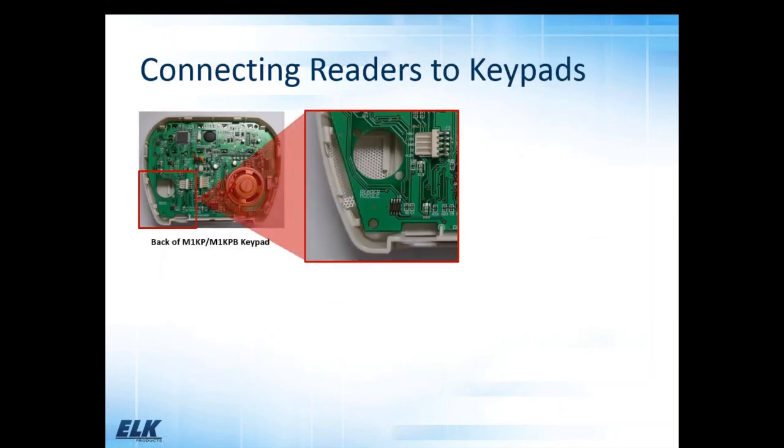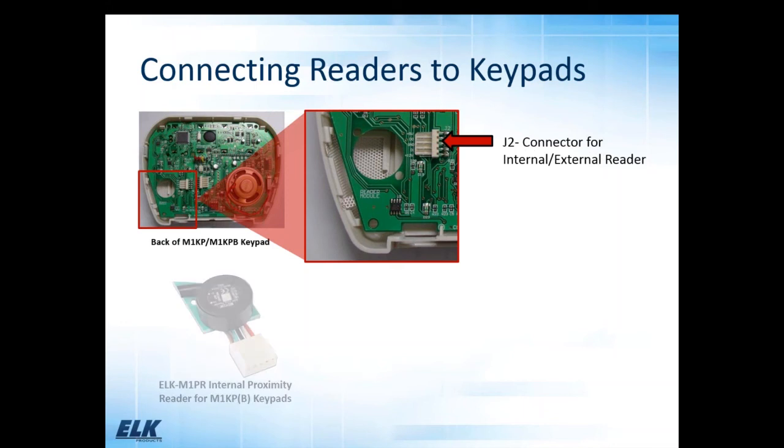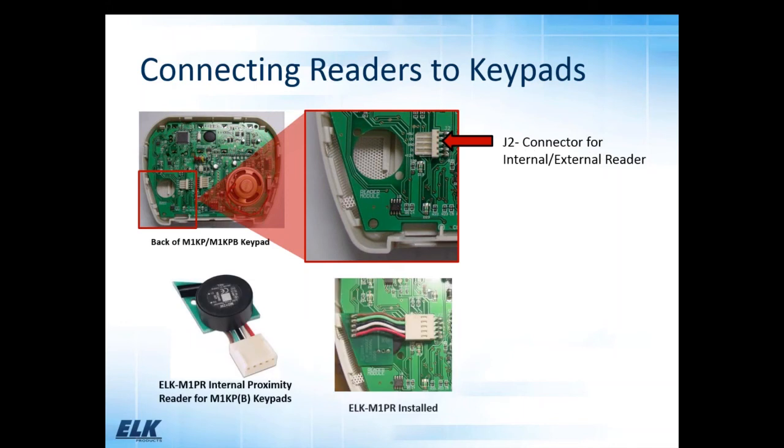So I want to dive in a little bit deeper into each keypad and talk about how you would actually connect a reader to it. So what we're seeing on the screen now is the back of an M1KP or an M1KPB. They would look identical. Again, the only difference between those is the color of the display. There is a J2 connector, and that allows you to connect a reader or access keypad. Again, we're looking at a 26-bit Wiegand device. We actually offer an internal reader.